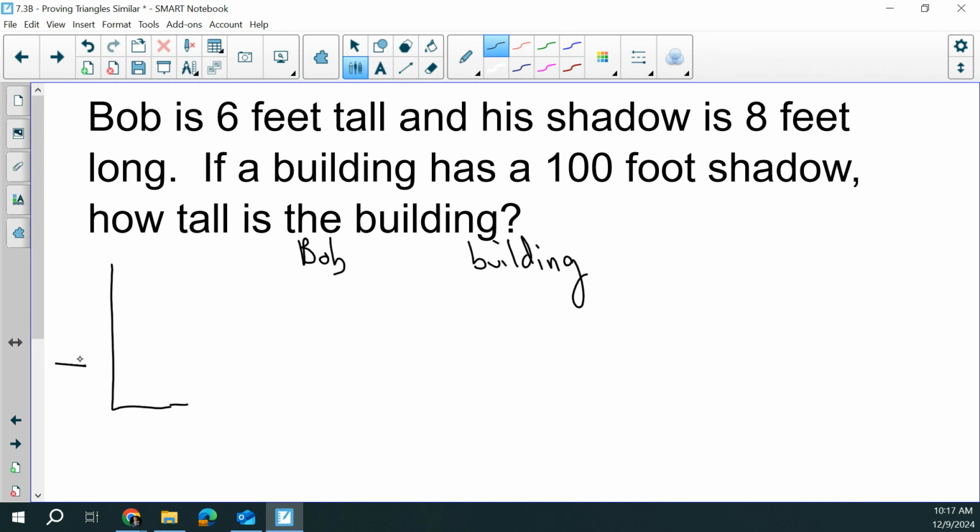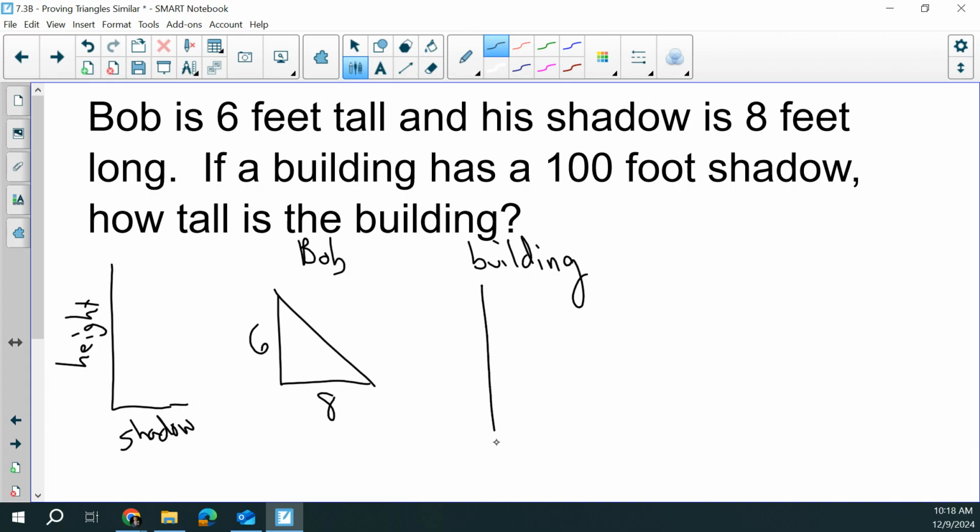We're going to create a triangle, but one side is going to be the height, and shadows are always on the ground, so the shadow is down at the bottom. Bob is 6 feet tall, so that's his height, 6. And the shadow's 8 feet long, so the shadow's on the ground, that's 8. So that's where the triangle comes from. A building has a 100-foot shadow, so I don't know how tall it is, but I know the shadow is 100 feet. How tall is the building? Whatever's missing, that's where the X goes.